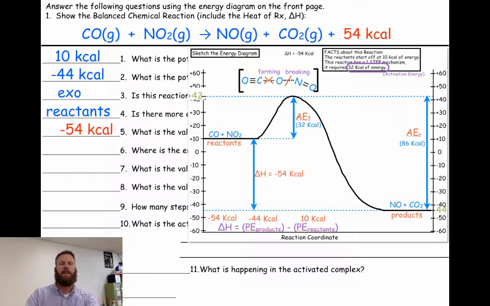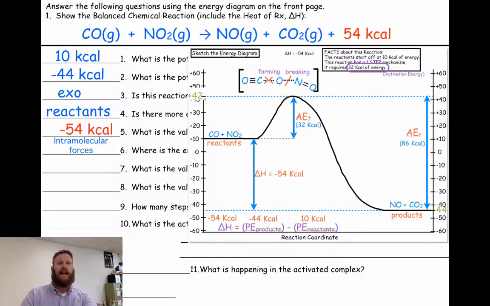Where is the energy coming from? Intramolecular or intermolecular forces? A covalent bond between carbon and oxygen forms, while a covalent bond between nitrogen and oxygen breaks. Covalent bonds are intramolecular forces.